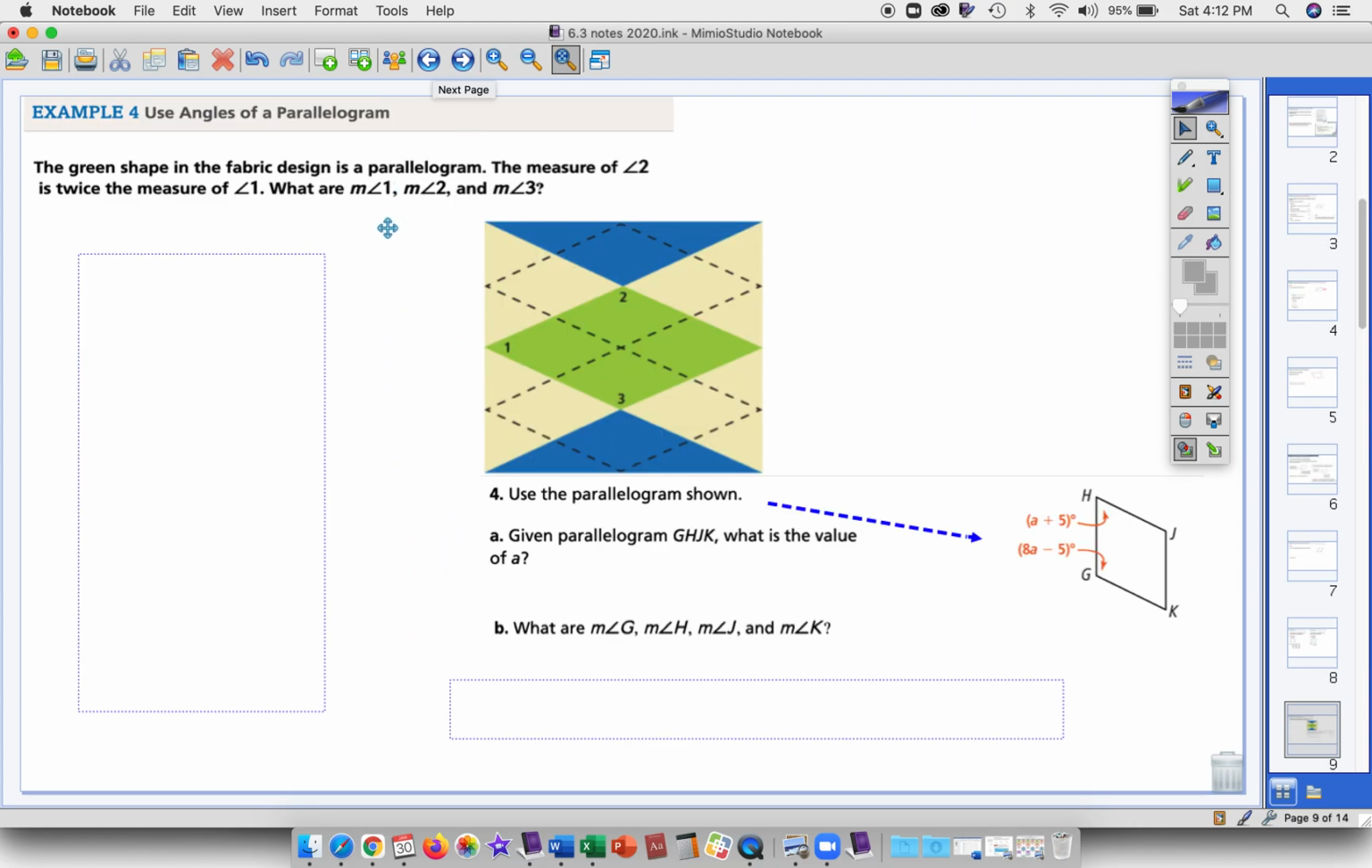So, using the angles of a parallelogram, the green shape of the fabric is a parallelogram. And the measure of angle 2 is twice the measure of angle 1. What are the measures of angles 1, 2, and 3? I'd like you to try this example and also these try-its. Pause the video, find the values of the variables and the angles, and come back when you're done.